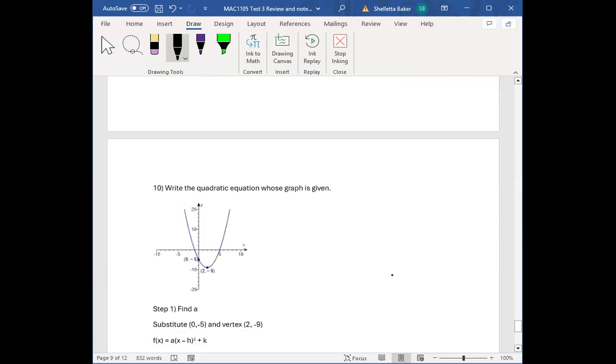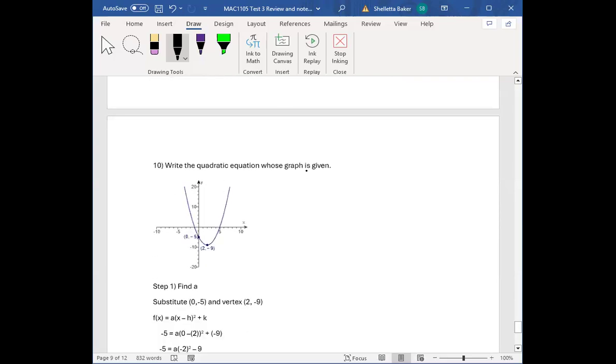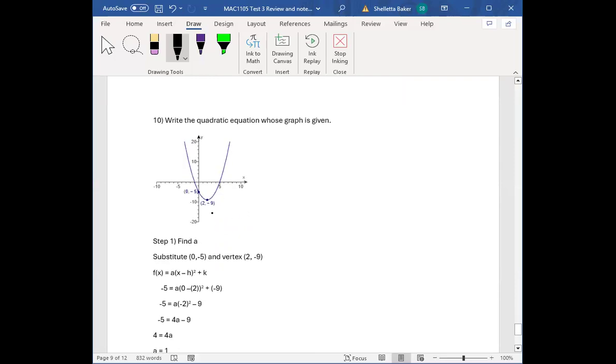For number 10, we want to write the quadratic equation whose graph is given. In this graph, you'll notice 2 ordered pairs are highlighted for you: 0, negative 5, and the vertex, which is at 2, negative 9. We're going to use both those points to help us find a. That's the first step. Everywhere x is, we're going to plug in 0, and everywhere y is, we're going to plug in negative 5.